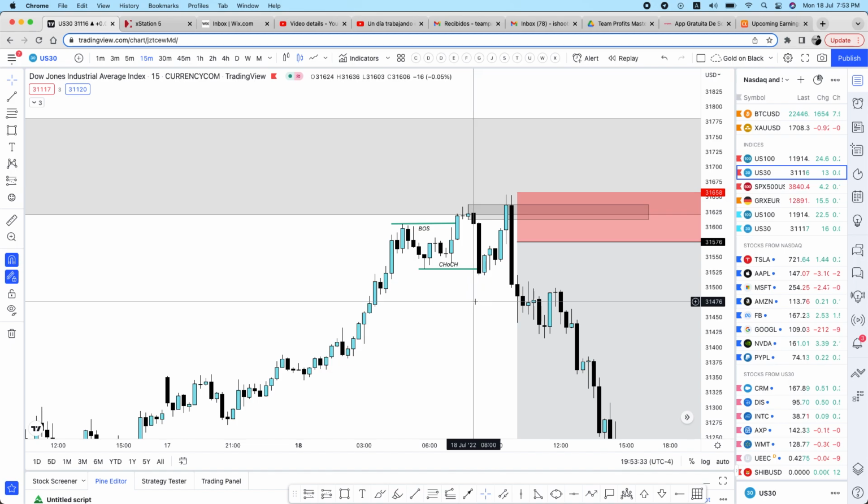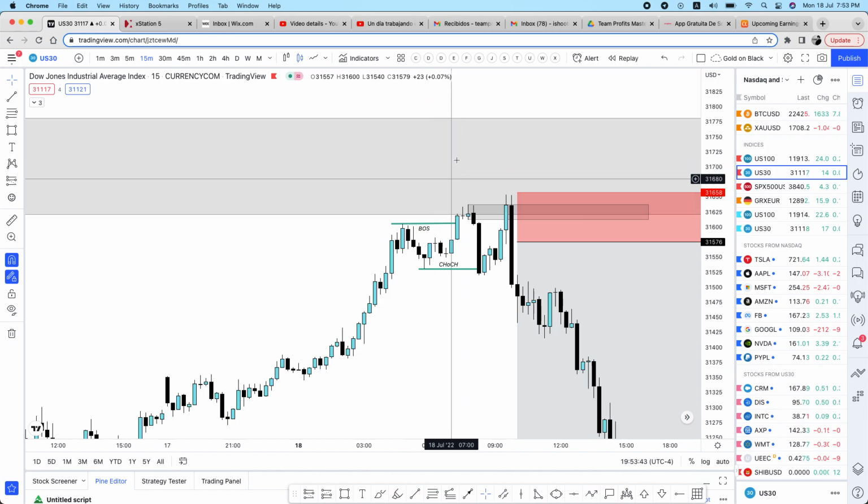Now, by the time the market started the New York session, it was at around 8 a.m. The market was already showing signs of reversing after touching the actual order block on a 4-hour time frame. This big one is the order block right there.